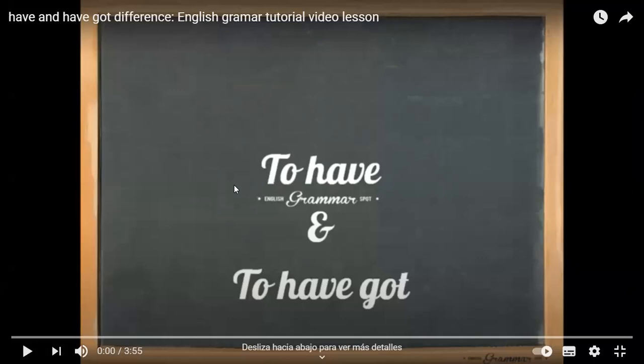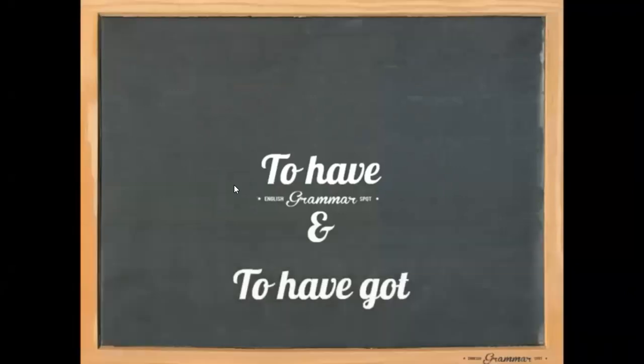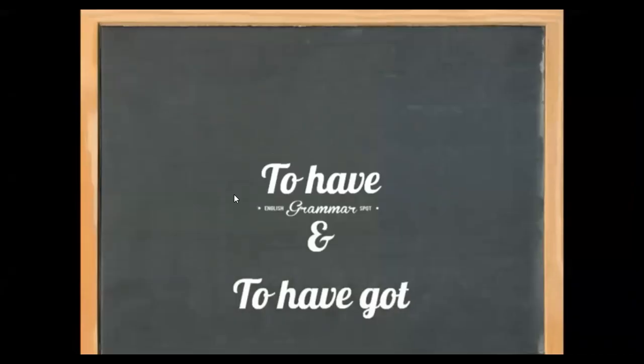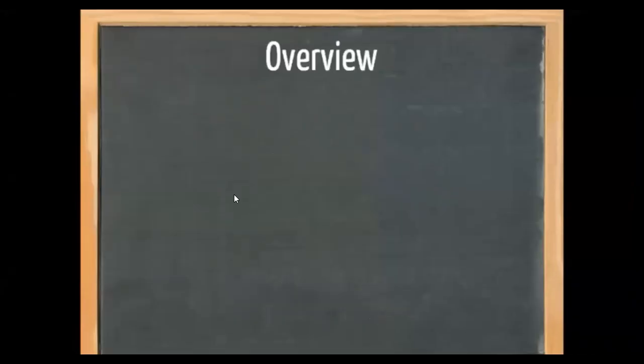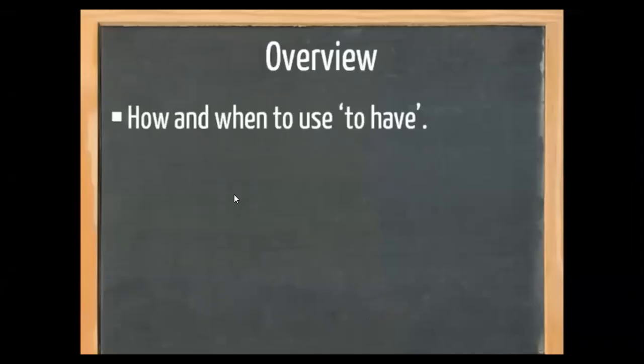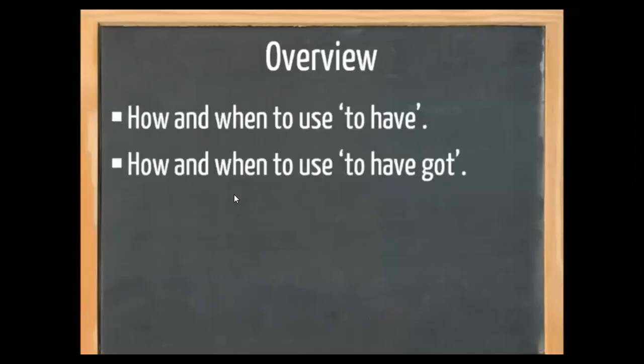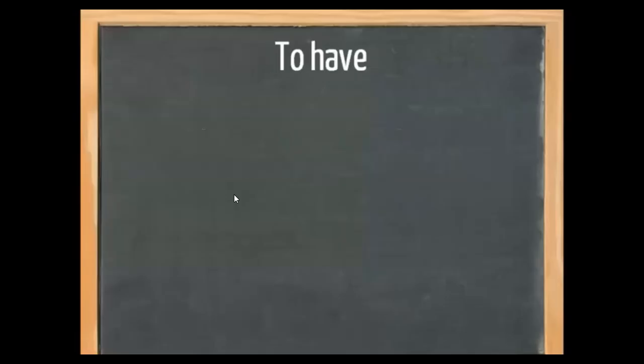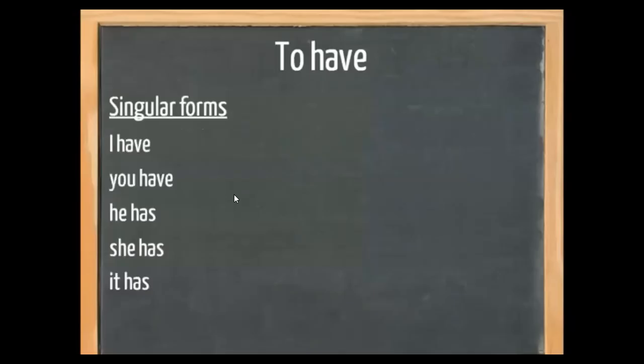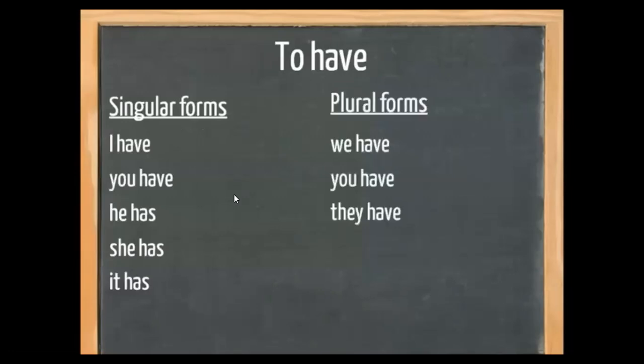Welcome to English Grammar Spot. This lesson is about to have and to have got. In this lesson, I'm going to show you how and when to use to have and how and when to use to have got, and more important, the difference between the two. First, we're going to have a look at how to conjugate the verb to have. For the singular forms, I have, you have, he has, she has, it has. And for the plural forms, we have, you have, they have.